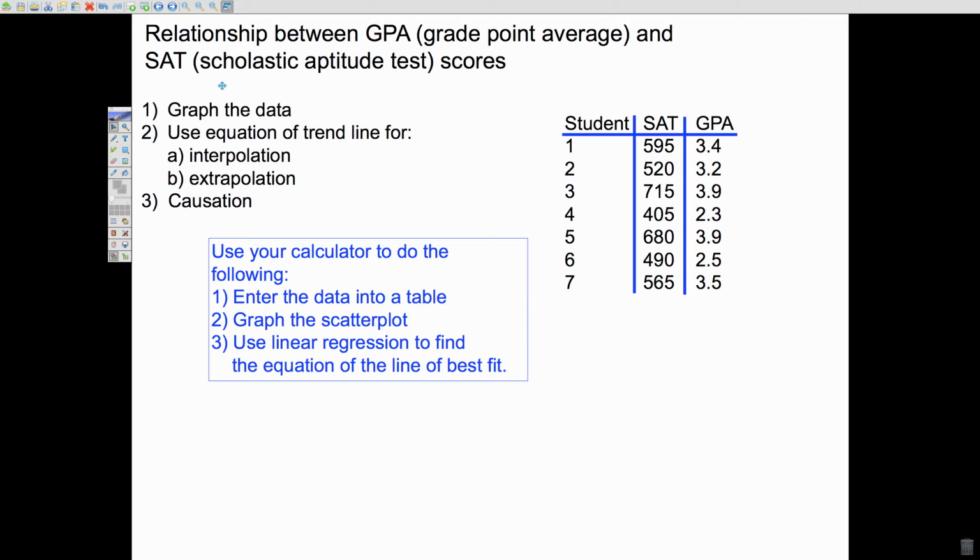The first thing you'll have to do before continuing in the video is to enter this data table into your calculator, graph the scatter plot so you see what it looks like, and then use linear regression to find the equation of the line of best fit. There are other videos that show you how to do this, so please stop this video, watch the other ones to learn how to make a scatter plot and do a linear regression, and restart this video when you're finished.